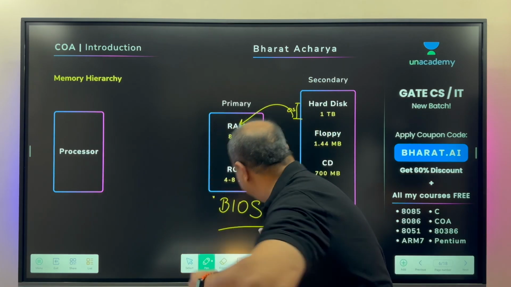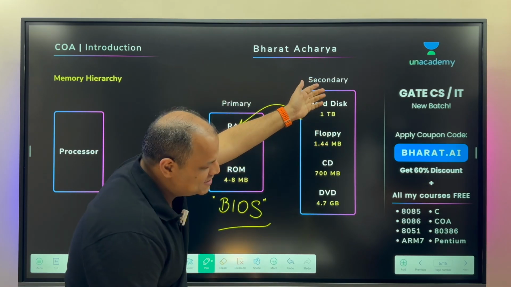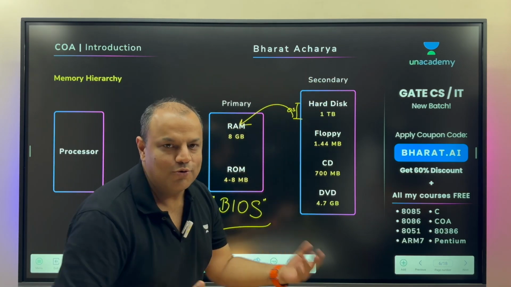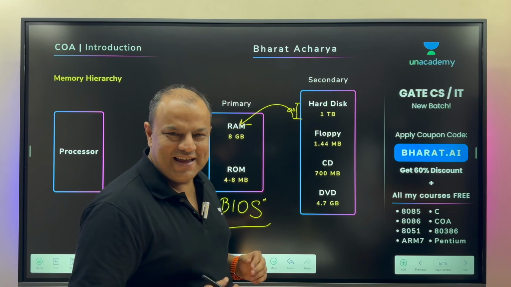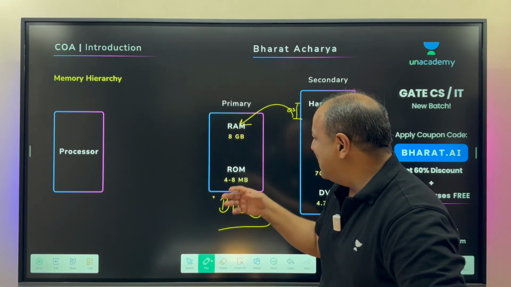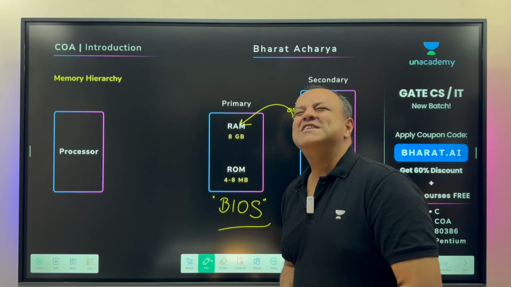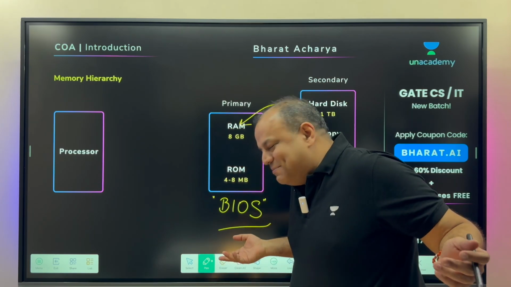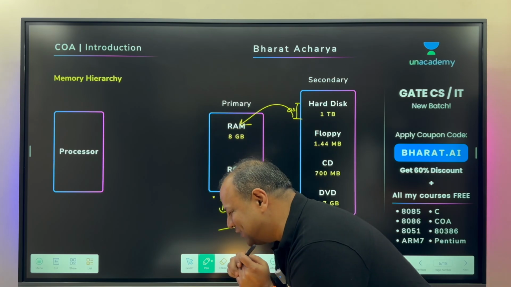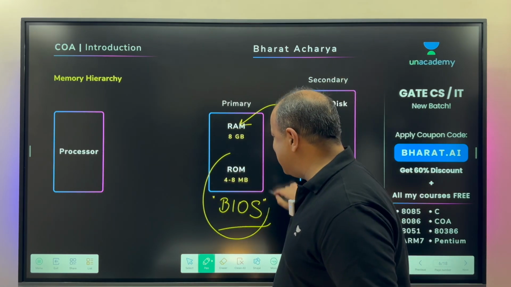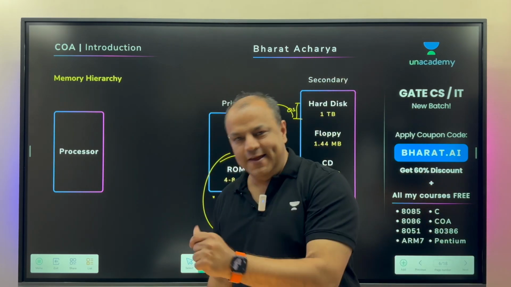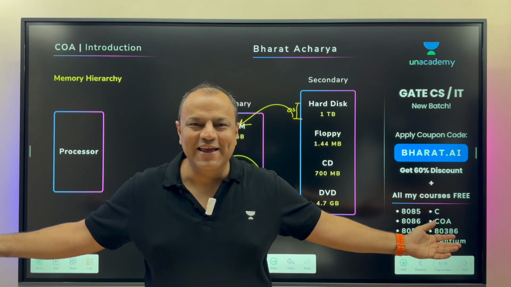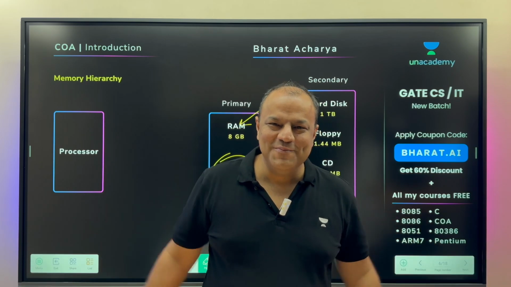Where will BIOS be stored? Will BIOS be stored also in secondary memory? No, because then to load it, you will need another program and this will then go on. So BIOS has to be there in primary memory. Can BIOS be in RAM? No chance, because RAM is volatile. You switch off your computer and switch it on, there won't be any BIOS, your computer won't start. So the only place where BIOS can be is ROM, and the only real purpose of ROM in a computer is to hold its BIOS program. Are you clear? This is what ROM does in a computer.